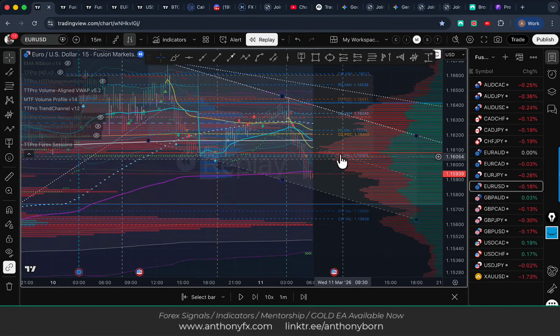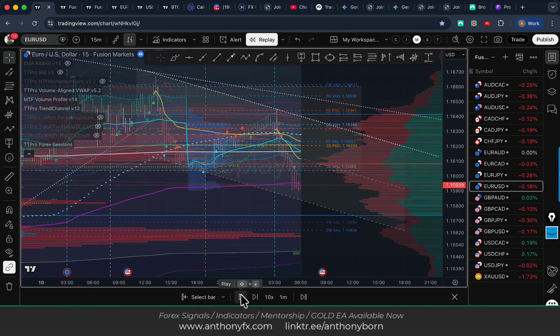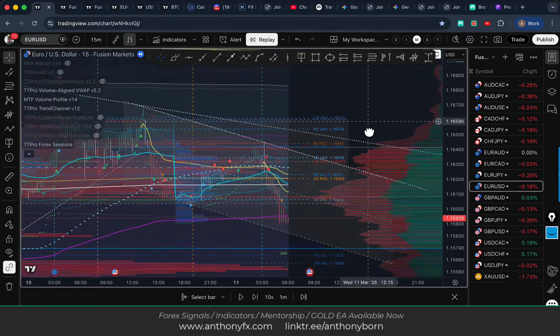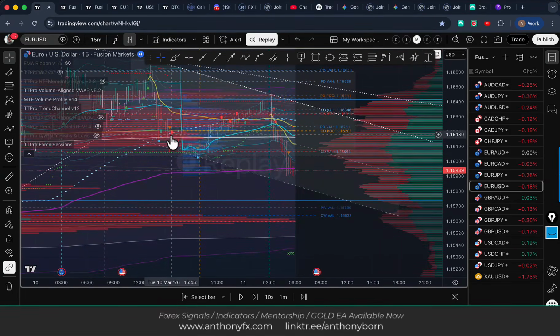And we've got this value area here. See how we've broken down under it? So we could start to look to get short. And see the purple? This is the weekly VWAP. The blue is the daily VWAP. Our trend line, see the blue dotted trend line here? Okay, so these are our landmarks. This is what we need to be following.